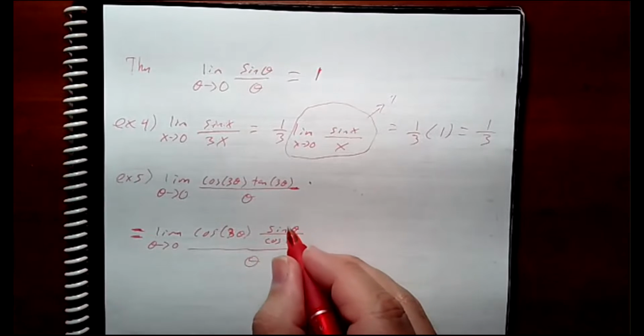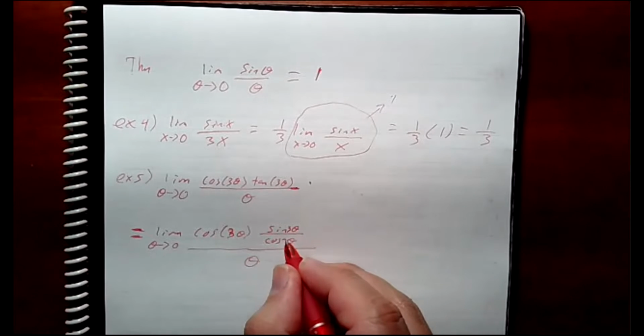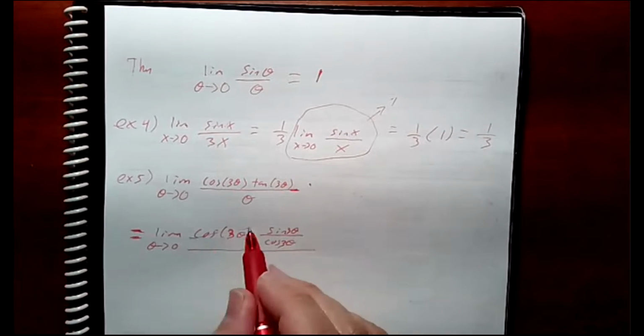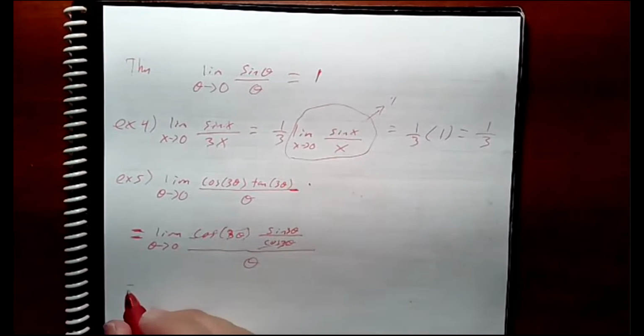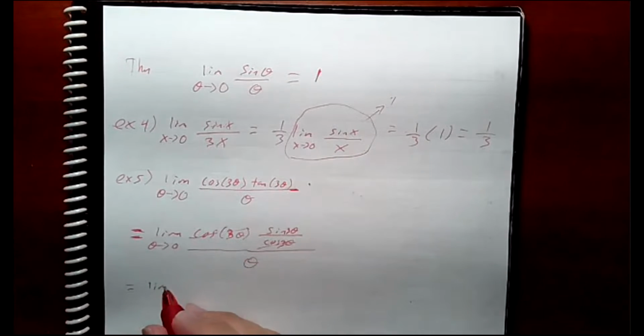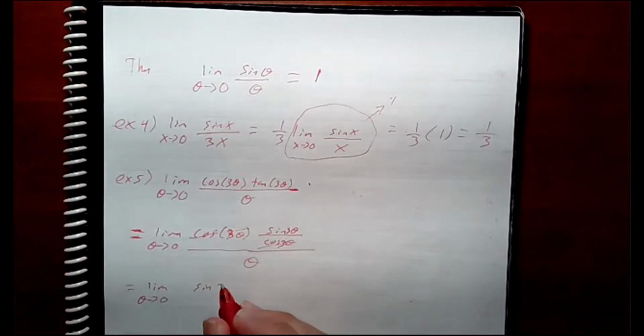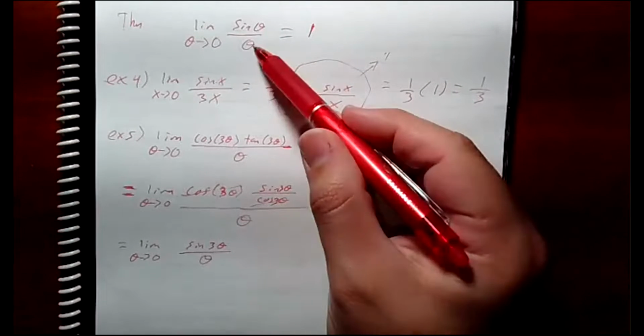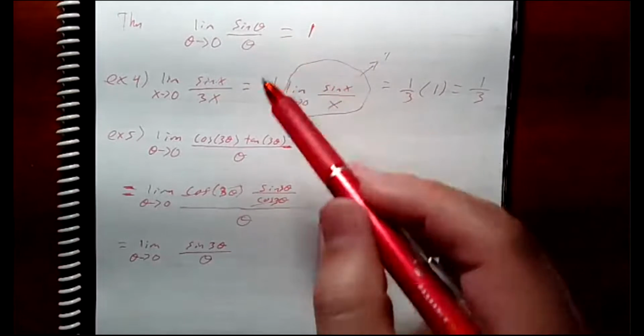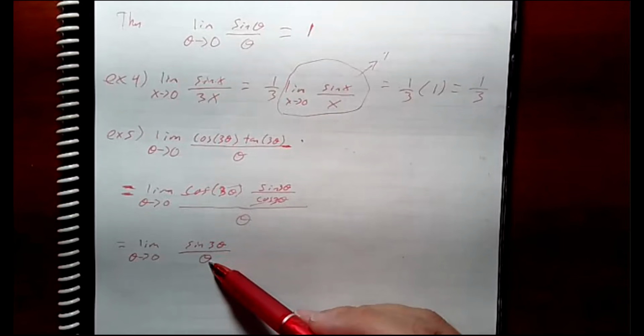That should be a 3. So it'll be 1. These are gone, right? So now I have sine 3 theta over theta. Currently, I cannot apply the rule because the thetas need to be exactly the same. I have a 3 theta, and this is not a 3 theta.